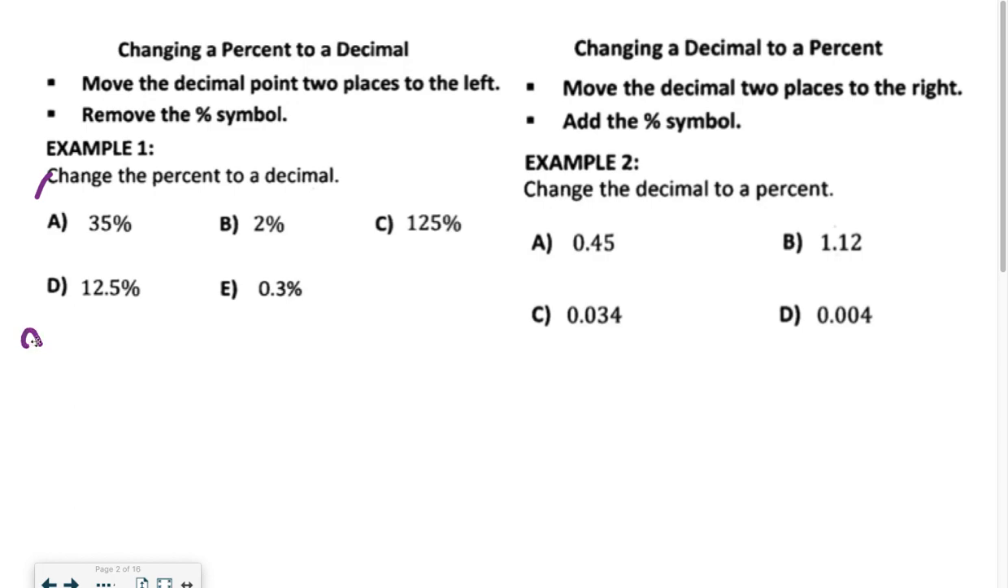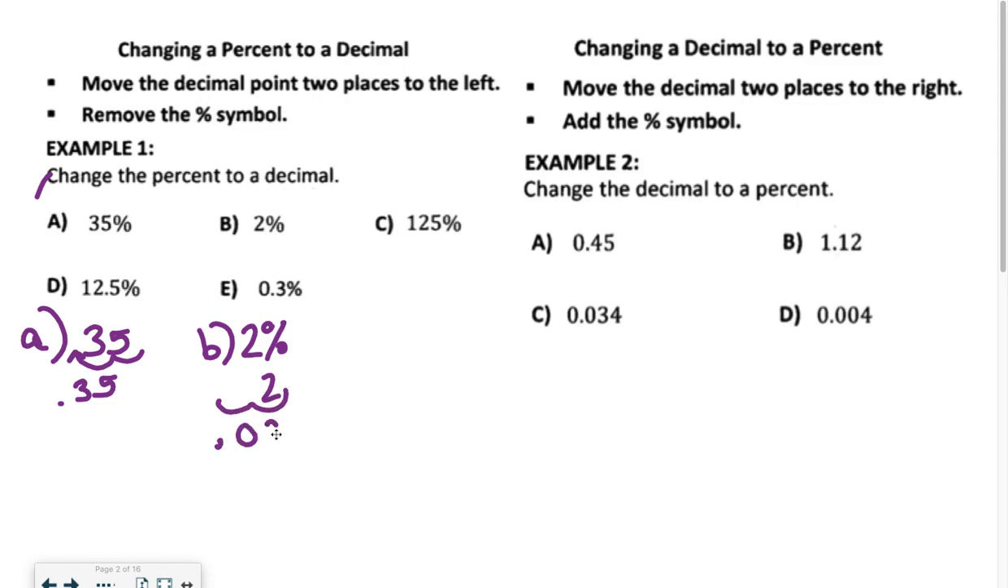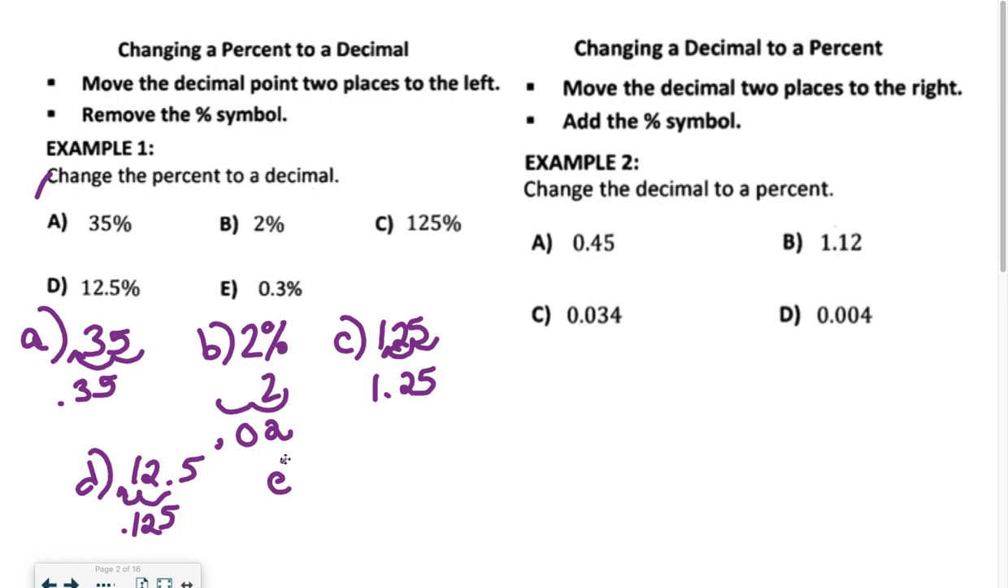So for part A, which I'll do down here, 35%, we drop the percent symbol, move 2 to the left, 0.35. 2%, we drop the percent symbol, 2 to the left, 0.02. 125%, 2 to the left, 1.25. 12.5%, drop the percent symbol, 2 to the left, 0.125. And 0.3%, 2 to the left, 0.003.